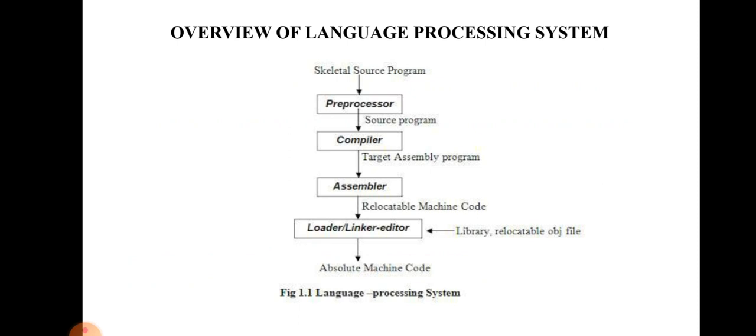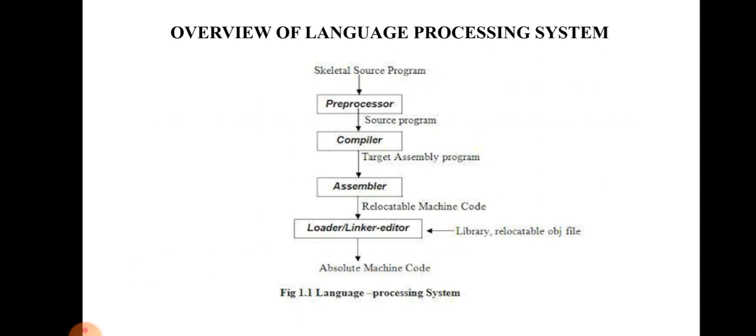Let us begin with the overview of the language processing system. Every language is processed by some methods. Here there are four important concepts: preprocessor, compiler, assembler, and loader and linker. The input of the preprocessor is the skeletal source program, which is nothing but pieces of a source program. The preprocessor converts the pieces of source program into the whole source program.